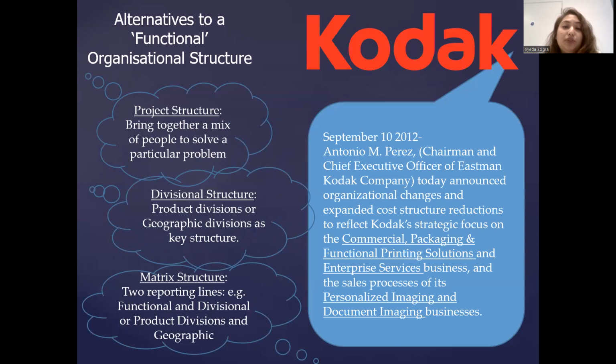If you look into the functional organizational structure, it can be a project structure. This can bring together a mix of people to solve a particular problem. It can be a divisional structure as well. Product divisions or geographical divisions are also key structures. The last one is the matrix structure. This might have two reporting lines. For example, the functional and the divisional, or the product divisional and the geographic location of the structure.